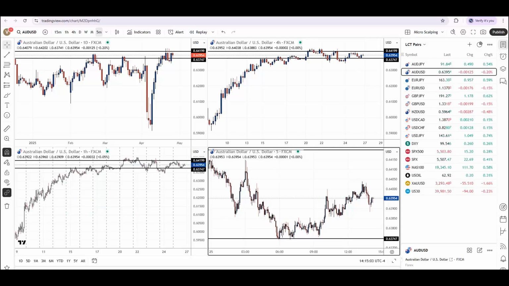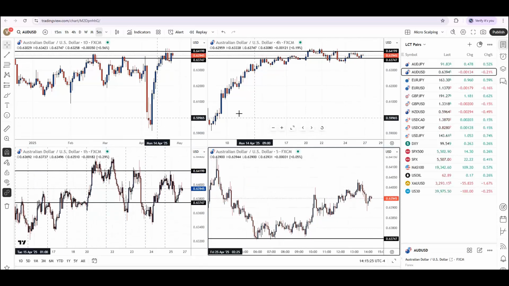The chart in front of you here is the Australia US dollar pair. And this is a micro scalp setup that actually just happened today, April the 25th. It doesn't matter though what your trading style is. The process is identical. All right. So in this case, let me zoom this all out here a little bit.